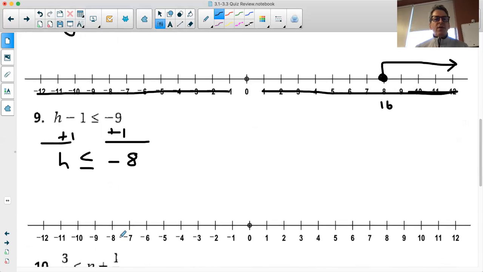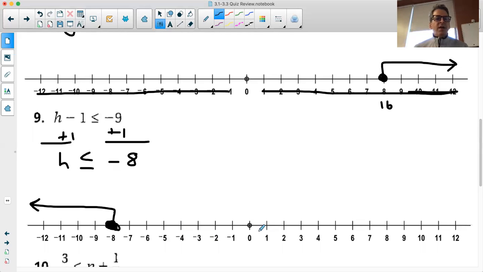So at negative 8, we are going to include the negative 8 with a solid dot, okay, closed circle. Then we're going to graph everything less than negative 8. And that'd be number 9. h minus 1 less than or equal to negative 9 is h less than or equal to negative 8, and that's the graph for number 9.